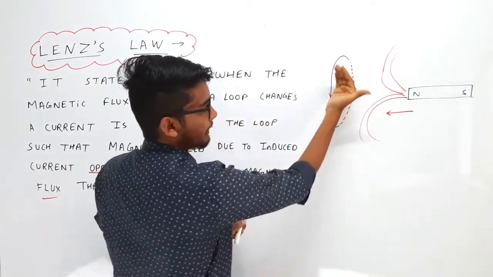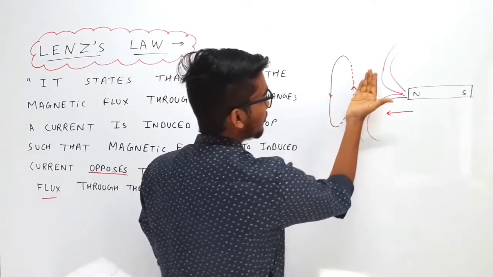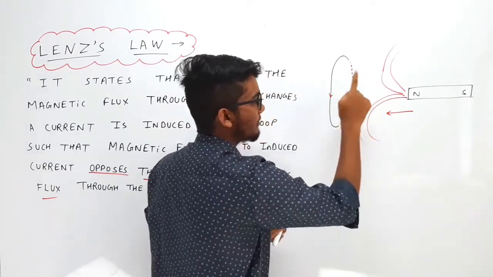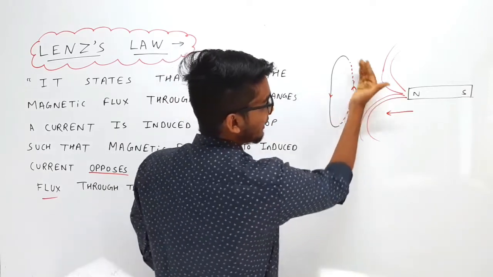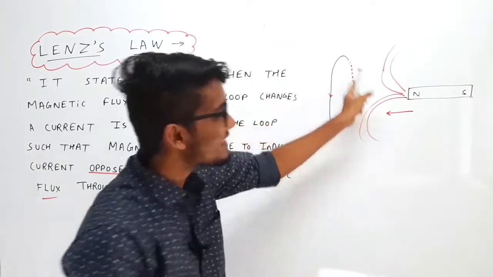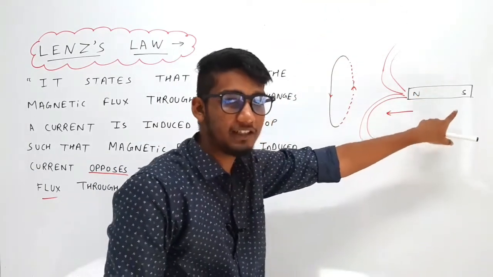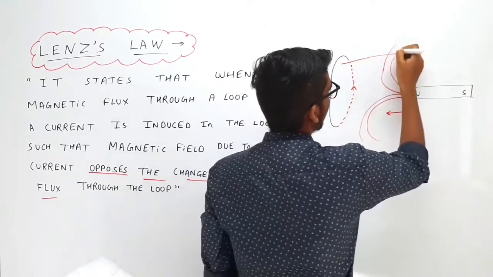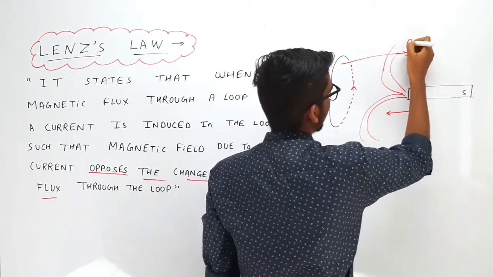Now my induced current has this direction, and due to this induced current there is a magnetic field generated, and this magnetic field is in this direction. Why this side? Because it is opposing the magnetic flux due to this bar magnet. So my magnetic field direction becomes this.